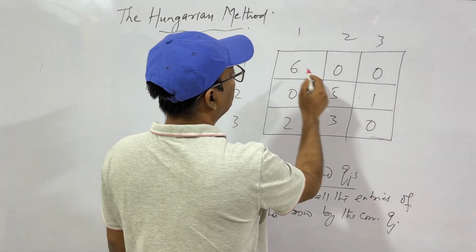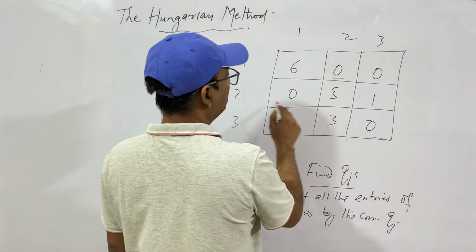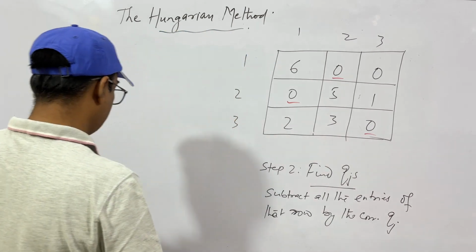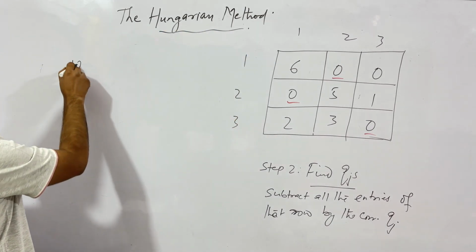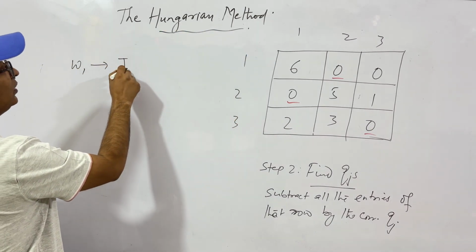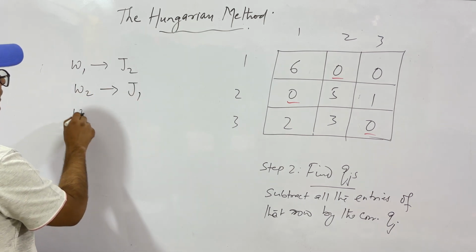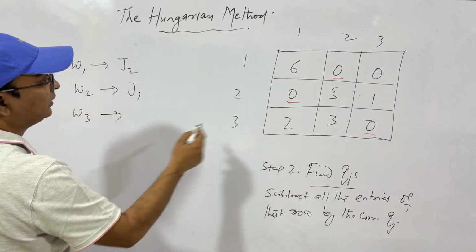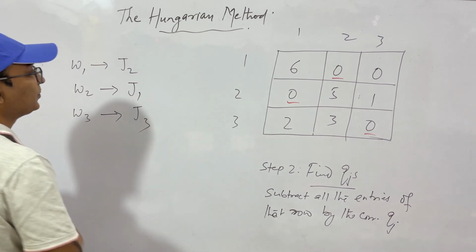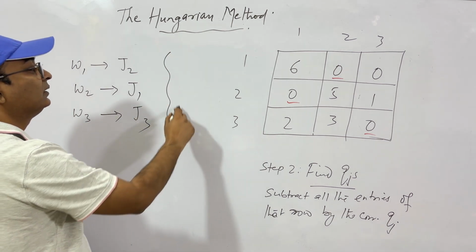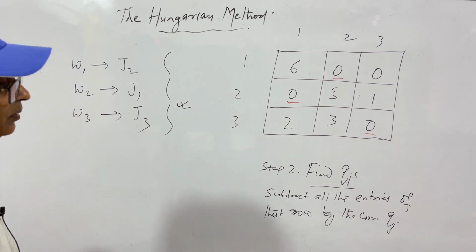See, for worker 1 we can say this one, worker 2 we can say this one, and worker 3 we say third job. That is, we have assigned worker 1 to job 2, worker 2 to job 1, and worker 3 to job 3. This is possible. So this is feasible. That is, we have reached our optimum solution.